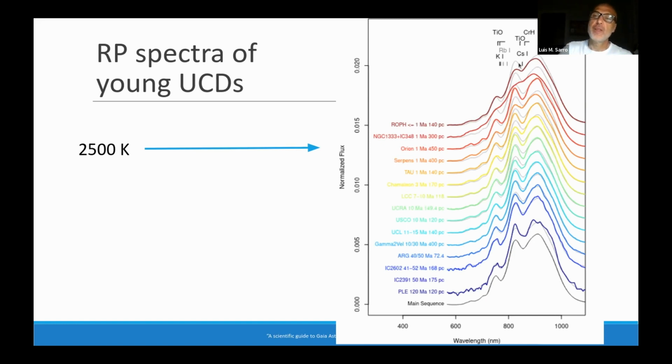Okay, so these are all sources, as I showed you before, clearly above, brighter than one would expect from the main sequence. And you see a difference in the RP spectrum. This is the plot for the 2500 Kelvin beam, but there are equivalent plots for other temperatures.